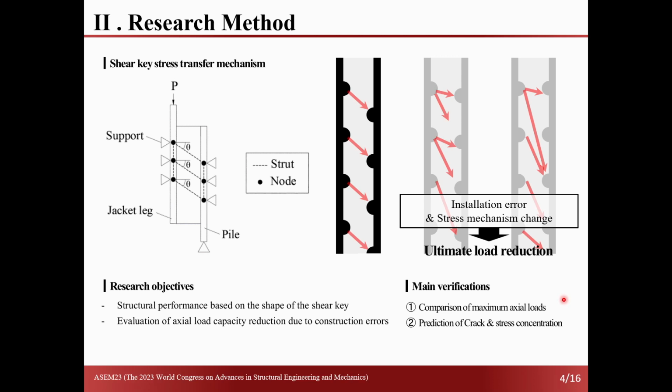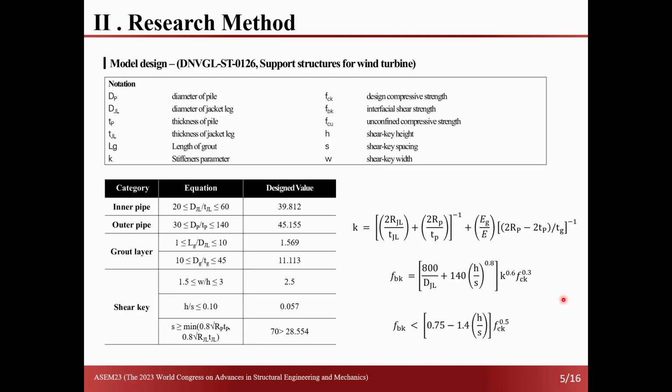To design the shape of the experimental model, we refer to the DNV guidelines. The formulas are presented based on the diameter, thickness, and the ratio determined by the shape of the shear key. The design values within a certain range are suggested, as shown in the table below, and the design was conducted according to these guidelines.